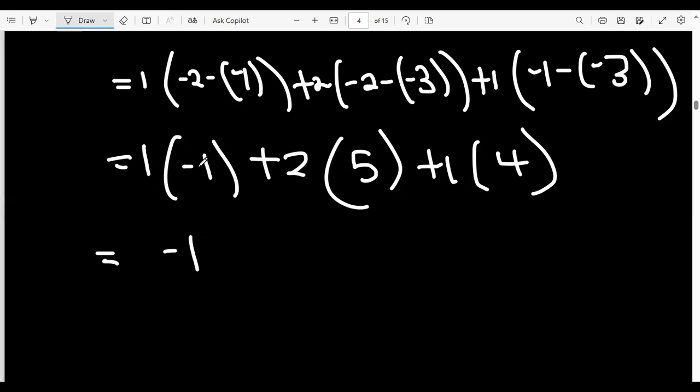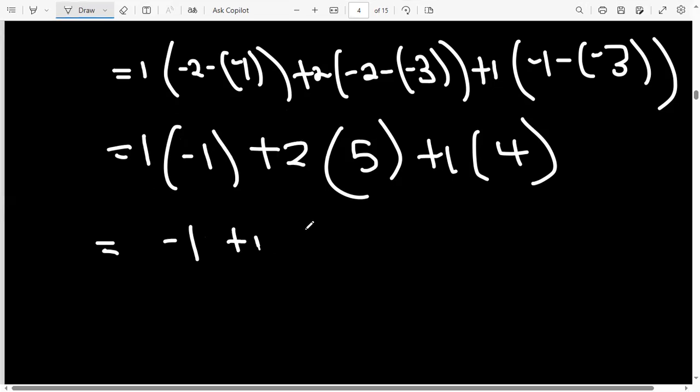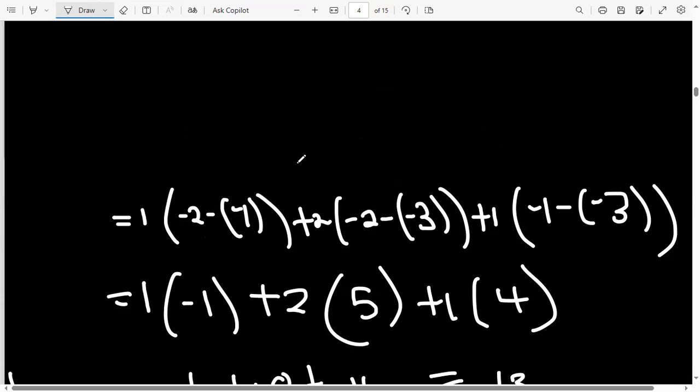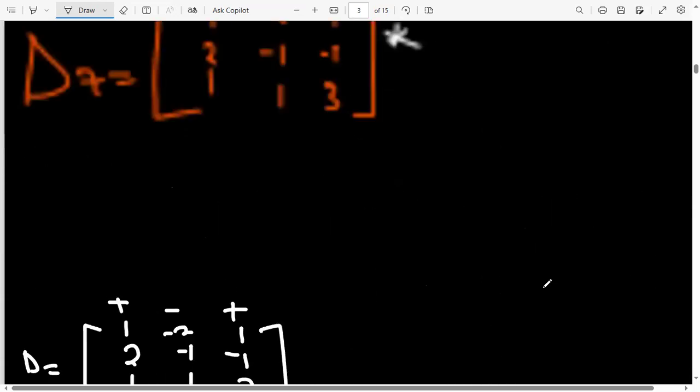Okay, so 1 multiplied by -1 is -1. 2 multiplied by 5 will be +10. And then plus 1 multiplied by 4, which will be 4. So this will give us 14 minus 1, which will be 13. So the determinant of dx, we have found it to be 13. Okay, so now we move to find the determinant of dy.